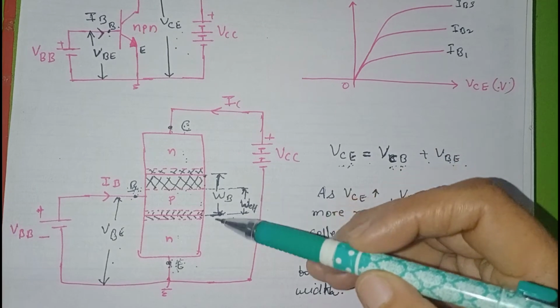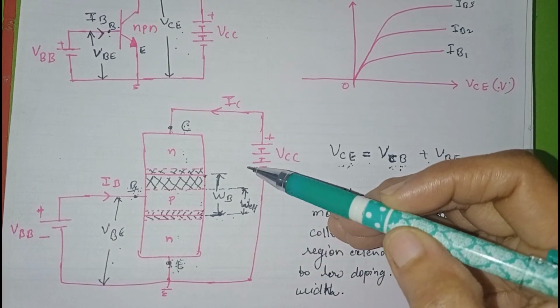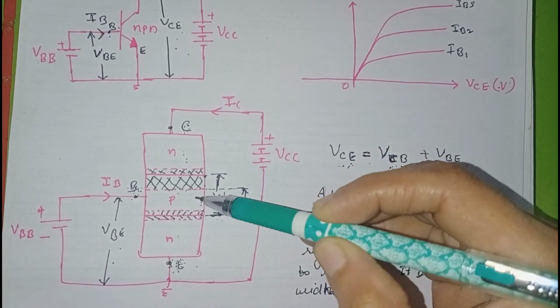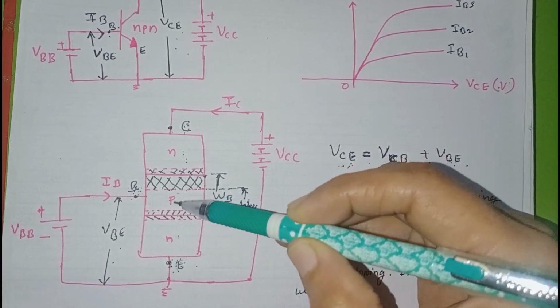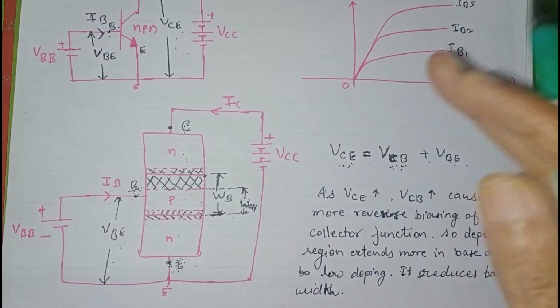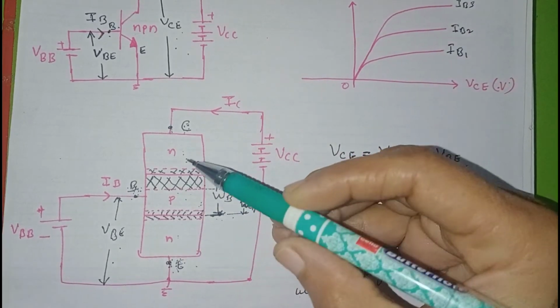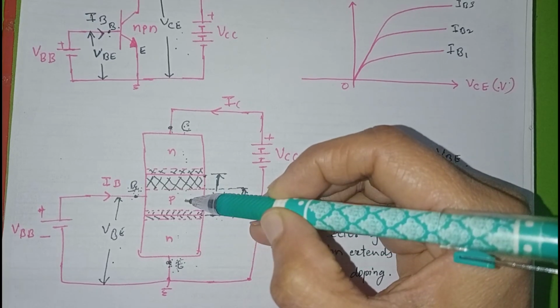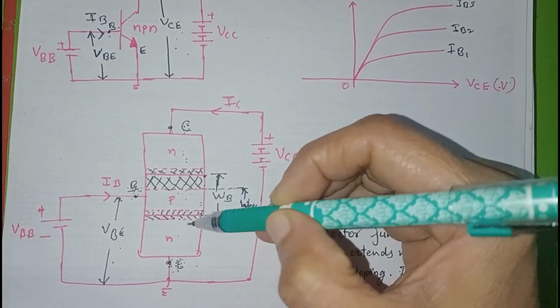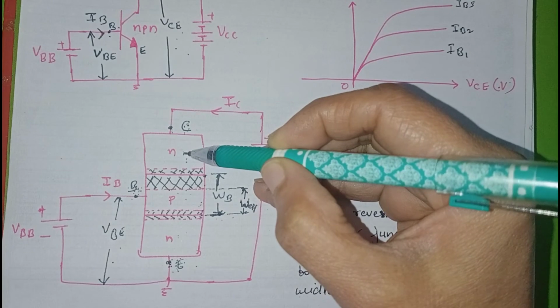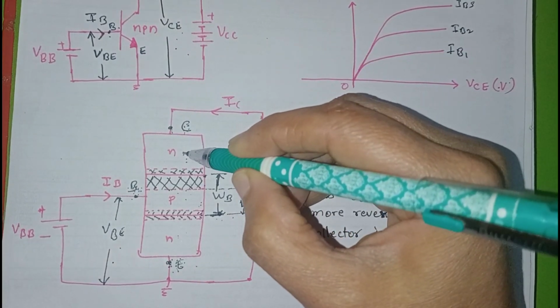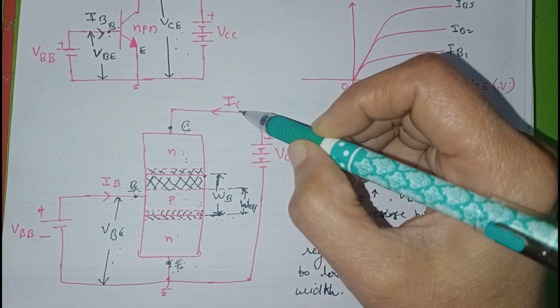Now we'll see the effect of this base width modulation. As the actual width of the base region is reduced, the base width is now less. So for the electrons coming from the emitter region, there will be less chance of recombination, and most of the electrons go to the collector region. The increment of electrons in the collector region increases the collector current IC.